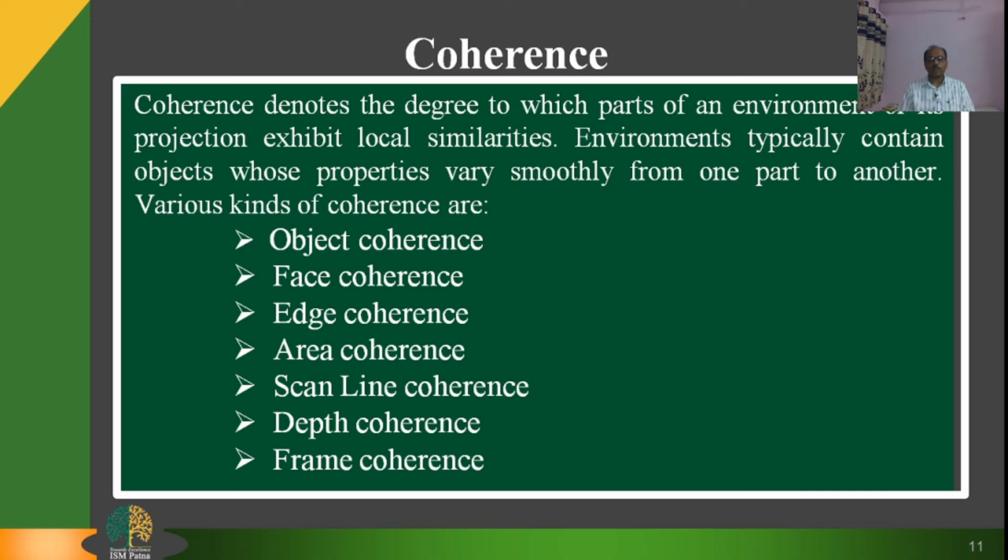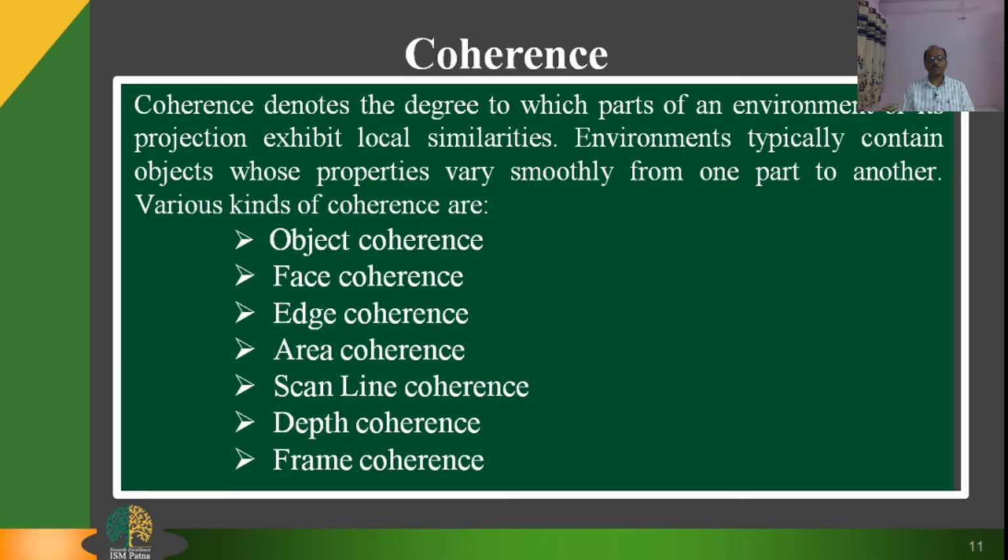Another one is depth coherence. Adjacent parts of the same surface are typically close in depth, whereas different surfaces at the same screen location are typically separated far away in depth. Once the depth at one point of the surface is calculated, the depth of the rest of the surface can often be determined by a simple difference equation.